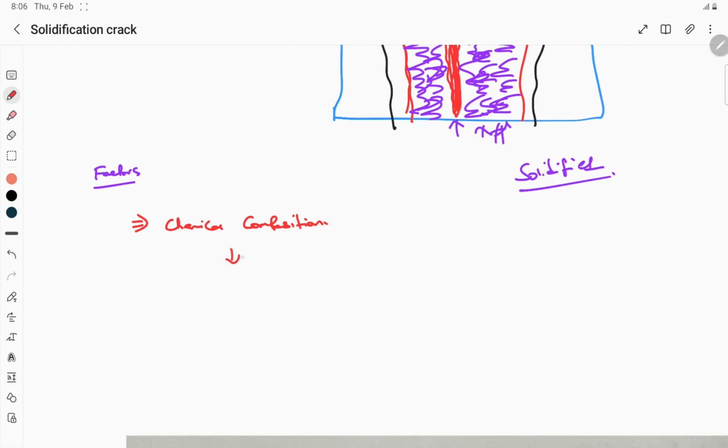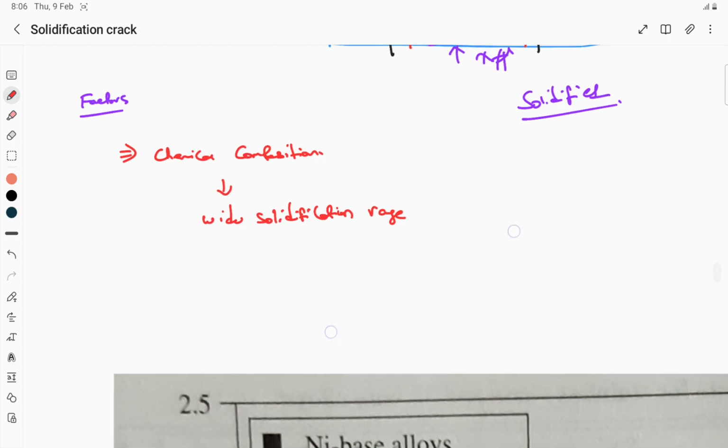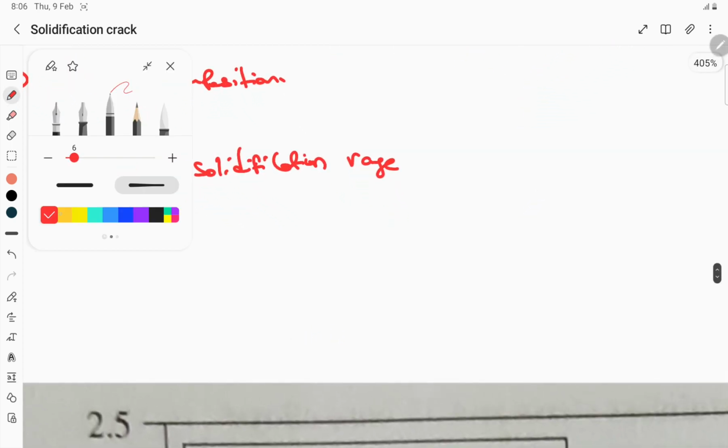So because of the wider solidification range, it will result in solidification crack.